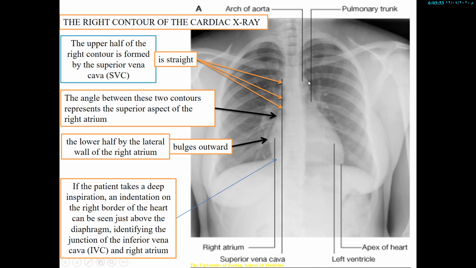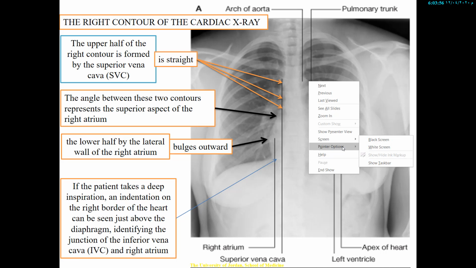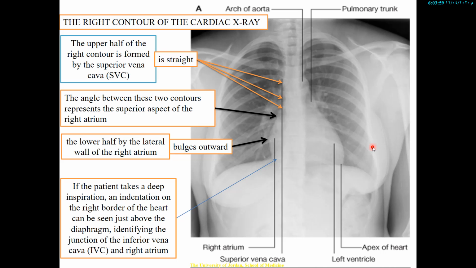On a plain chest x-ray you would certainly and easily identify the right and left borders of the heart. Let's talk about the right border of the heart. Here, as indicated, first of all, the border is made out of the superior vena cava. It's rather a straight border, and then the angle between these two contours represents the superior aspect of the right atrium.